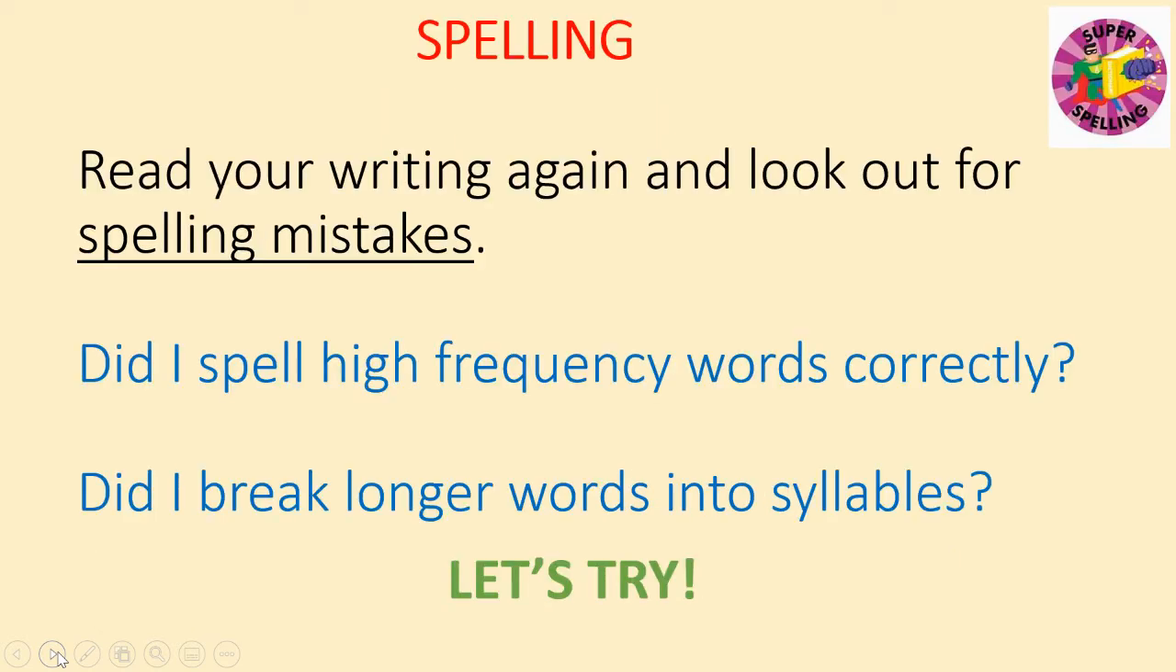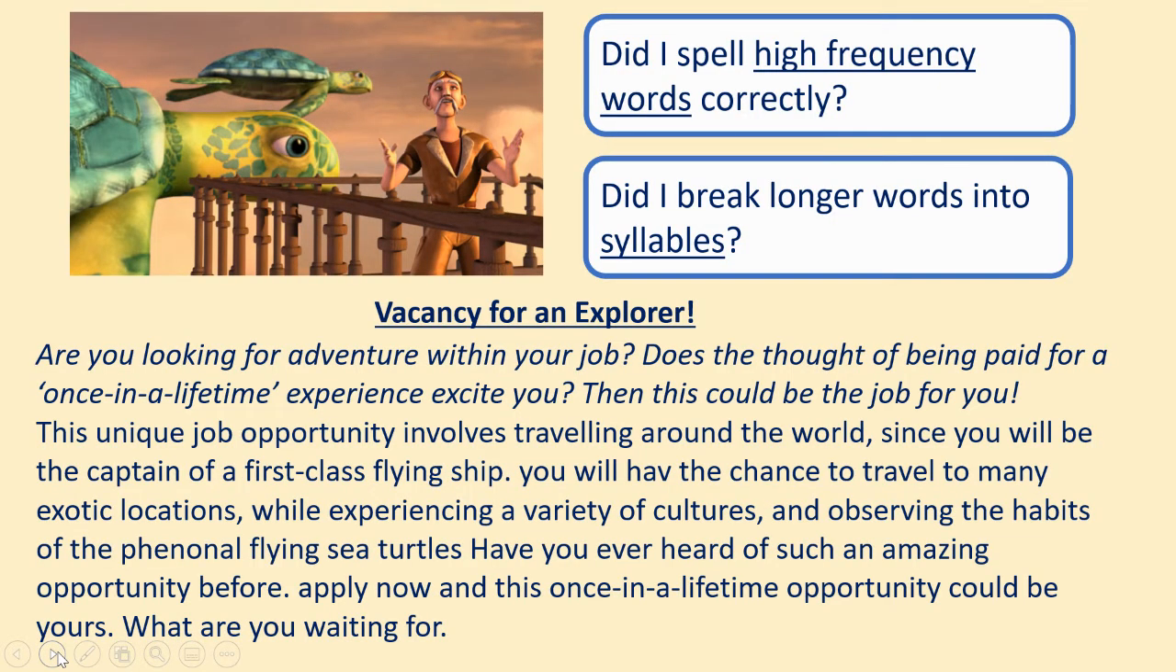Now we're going to have a look at the spelling. You might have noticed some spelling errors in my writing. First of all, we're going to look out for high frequency words, and then we're going to have a look for longer words. Okay, so let's start off with the high frequency words, and I'm pretty sure you've spotted the high frequency word that I've spelt incorrectly. It's have, and of course have is H-A-V-E, okay? That is how we spell have. And I think that's all of the high frequency words that I spelt incorrectly. But there is a longer word that I didn't break into syllables, and that is phenomenal.